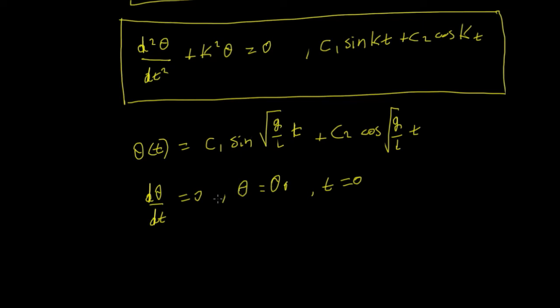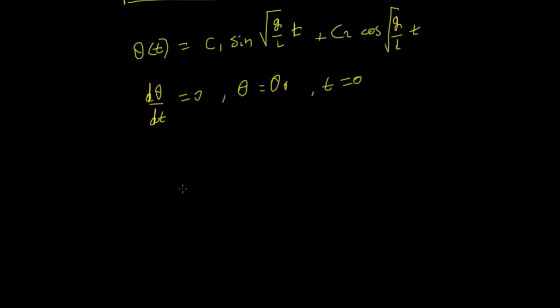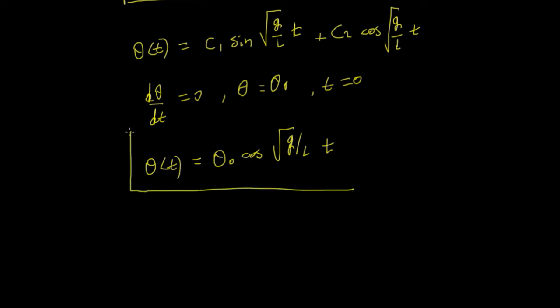So when you work through all of that, you're going to end up with theta as a function of t equal to theta naught cos(root g upon L times t). That's our solution, which gives us our angle theta in terms of our time t.